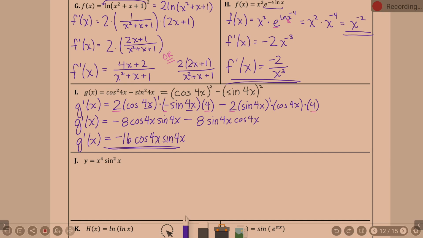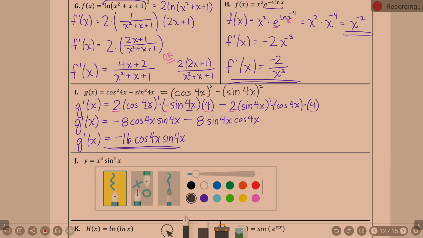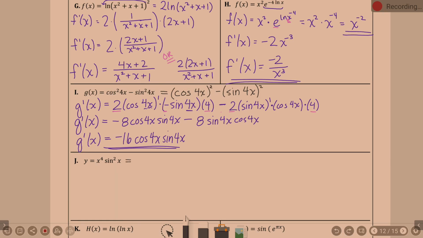Okay. y equals x to the fourth sine squared x. Keep in mind that sine squared x is the same thing as saying x to the fourth times sine x quantity squared. You don't officially have to write it like that, but we're beginners here. Okay?